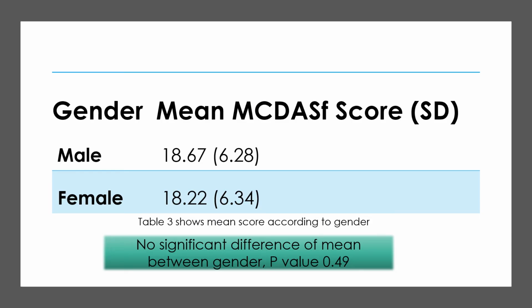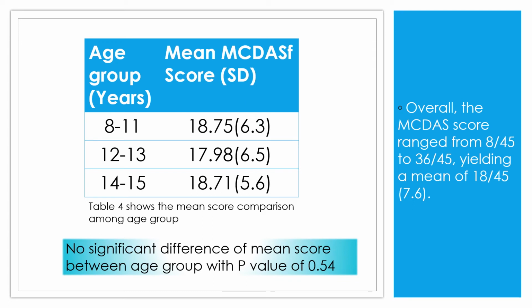This table shows the mean score according to gender, which shows no significant difference between genders. Table 4 shows the mean score among age groups, which shows no significant difference either. Overall, the MCDAS score ranged from 8 to 36, yielding a mean of 18/45 with a standard deviation of 7.6.